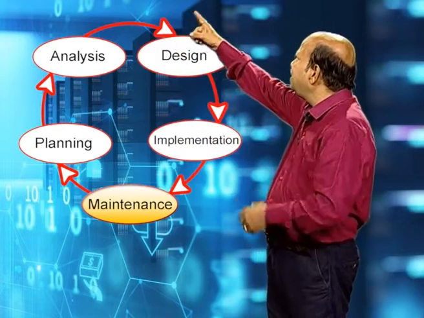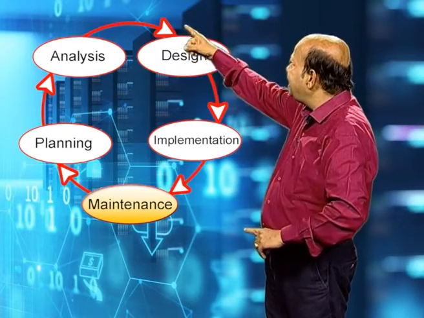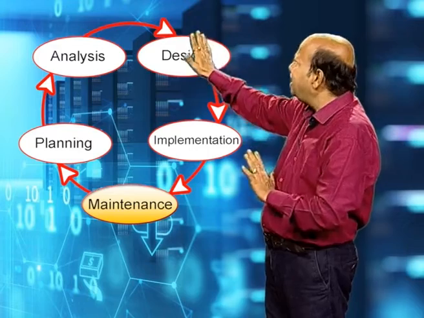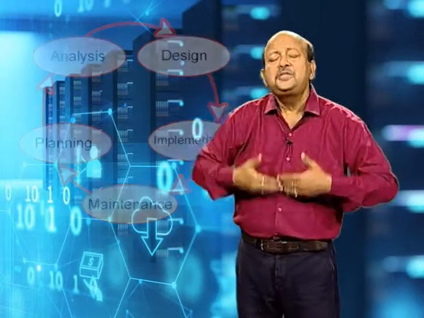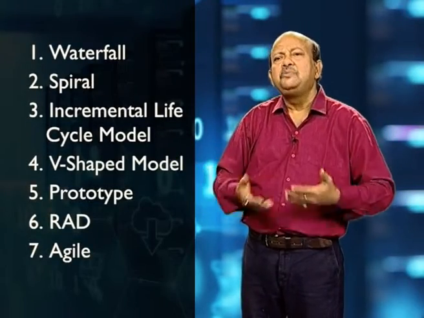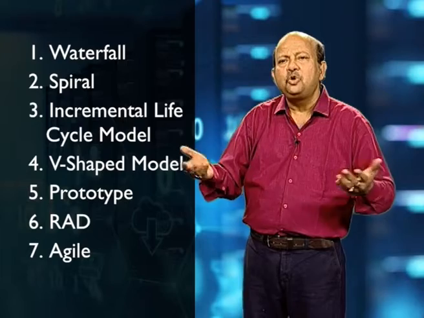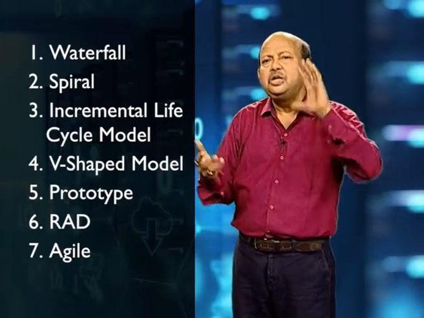Whatever information system life cycle we discussed originally is one type of model; it does not exist in reality. We take the help of this model to explain to you. There are various types of models: waterfall model, spiral model, incremental life cycle model, V-shape model, prototyping, RAD, Agile. There are many other models. These are all important models.